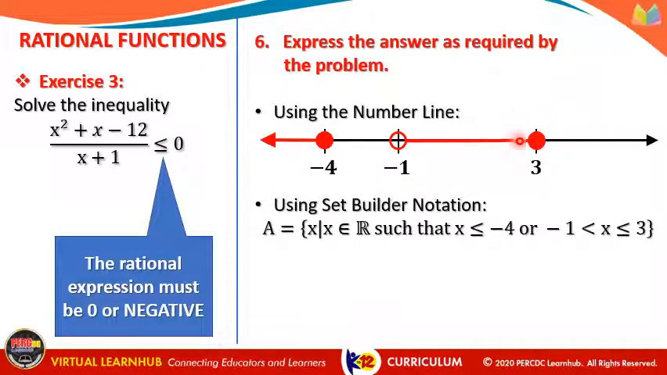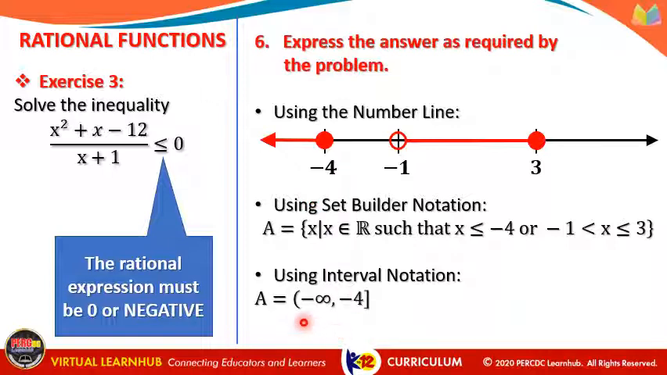In terms naman of the interval notation, again, dalawang intervals tayo. So, the first interval is from negative infinity to negative 4. Again, para sa infinity, laging parenthesis to. And kasama yung saktong negative 4. Since kasama yung saktong negative 4, ang gagamitin natin ay bracket.